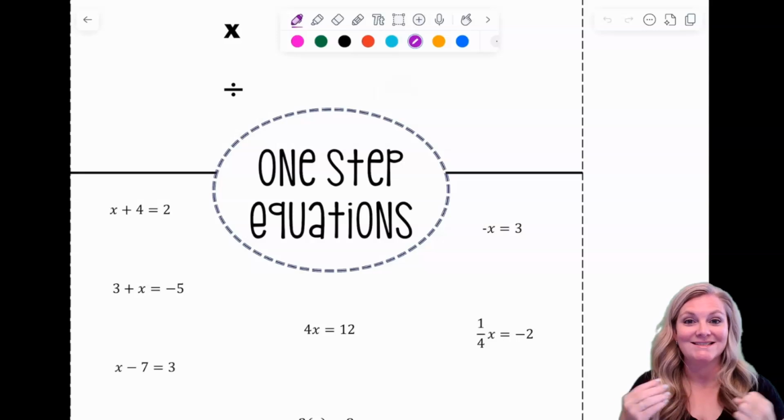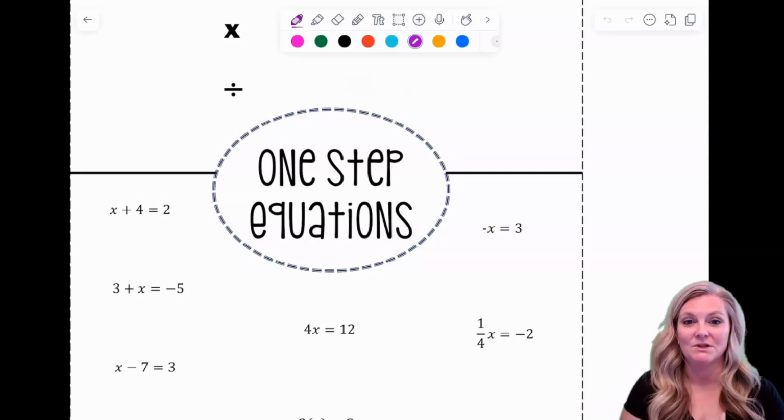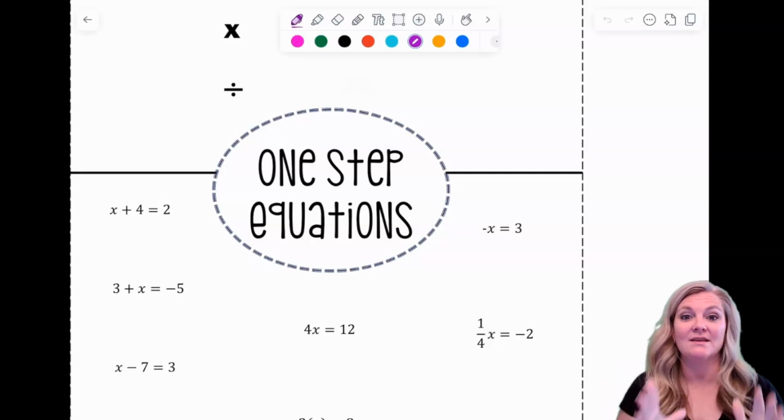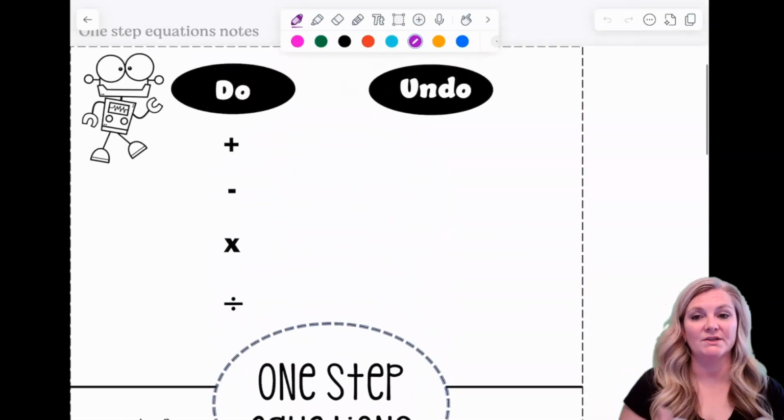These videos are intended for you to be able to pause, rewind, and watch as many times as you need to go back and make sure you have this information. It is available to you all the time throughout the year, so feel free anytime to go back and watch these videos as many times as you need, as slow as you need, so that you get this information. So let's talk one-step equations, or just solving equations.